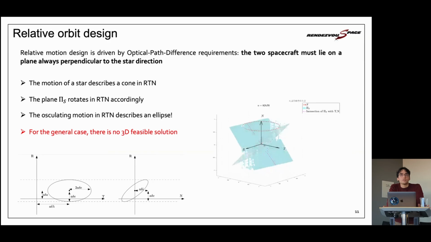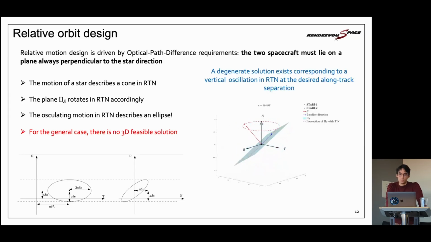However, as we said before, the osculating motion of a spacecraft in the RTN frame is an ellipse with a fixed plane. So you can understand that there are no 3D solutions to this problem that can stay all the time within this plane. The only solution is a degenerate solution, which essentially means a straight line that corresponds to vertical oscillations in the RTN frame at certain desired along-track separations. Essentially, the motion of the spacecraft always lies in the intersection between the plane and the TN plane.